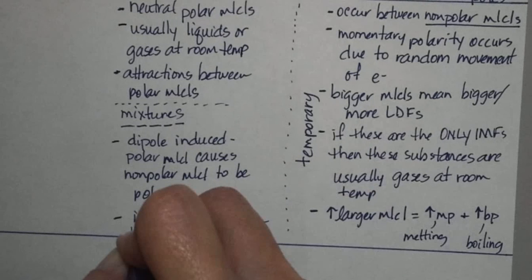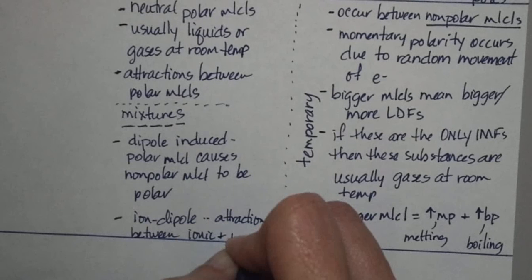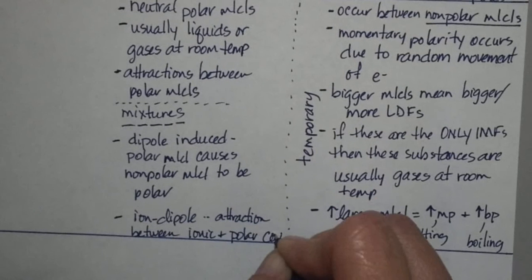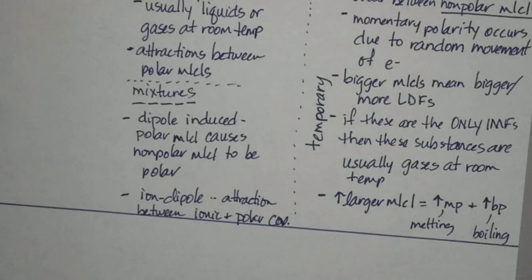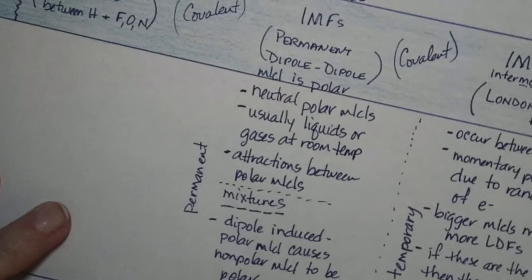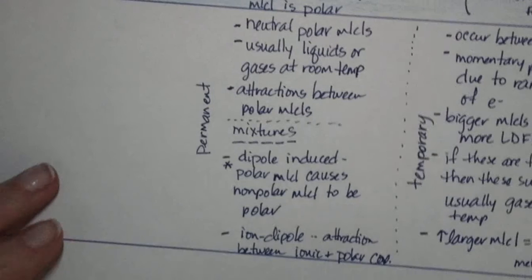An attraction between ionic and polar covalent. And this is permanent, with the exception of this one. When you have a dipole induced, the one that it induces the polarity on, that's not a permanent one. So the mixture is a little bit iffy. But the ones that, hey, this is a polar molecule, that's a permanent thing. It's going to stay a polar molecule.